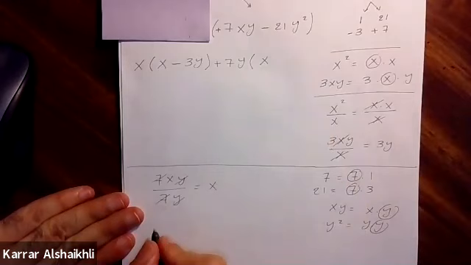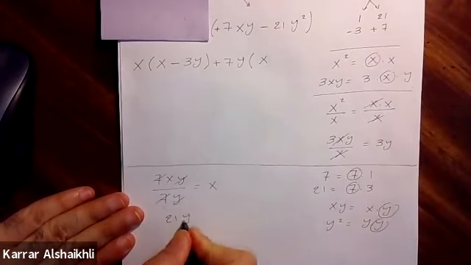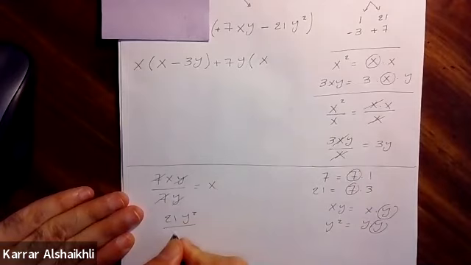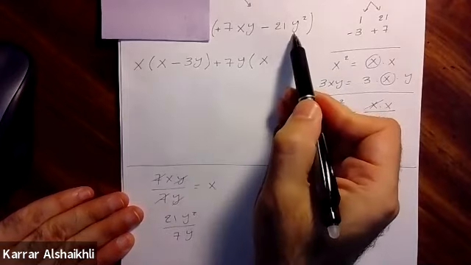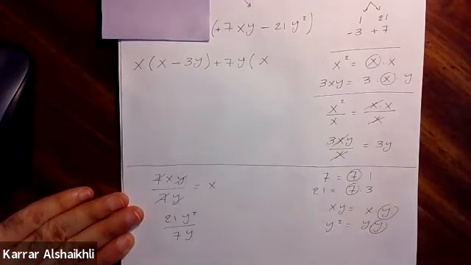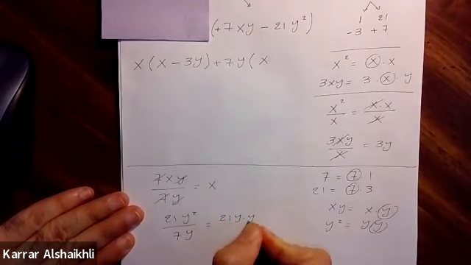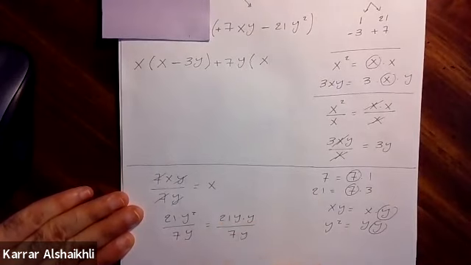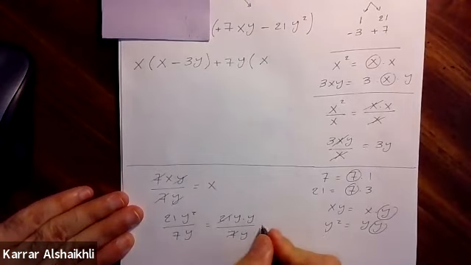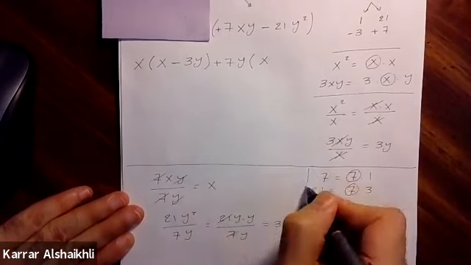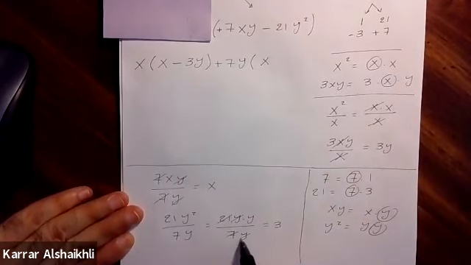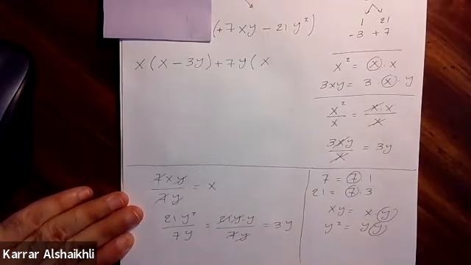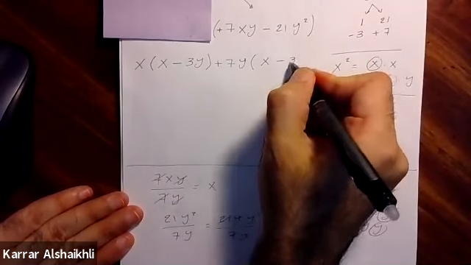The second one is 21y squared over 7y. 21y squared divided by 7y. That means 21y times y divided by 7y. Now 21 divided by 7 is going to be 3. Cancel 1y, the leftover is just 1y. So it's going to be 3y. So it's going to be minus 3y.